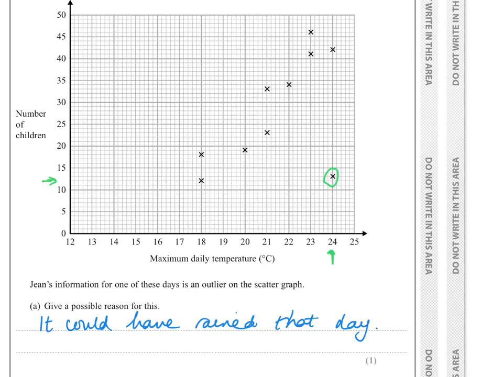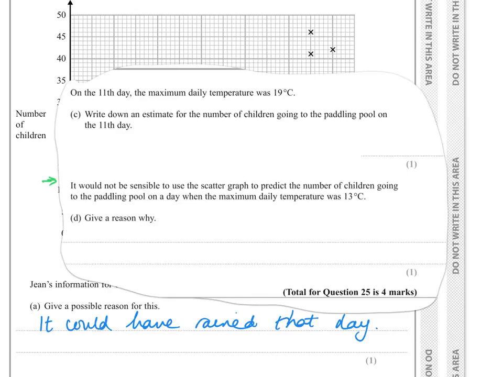Another reason is perhaps, I'm not going to write this, perhaps that was a school day, for example, so people were at school. It then says, on the 11th day, the maximum daily temperature was 19 degrees centigrade. Write down an estimate for the number of children going to the paddling pool on the 11th day.